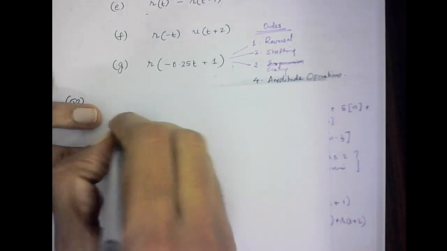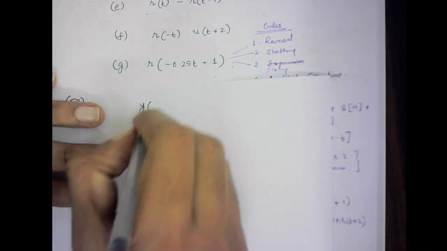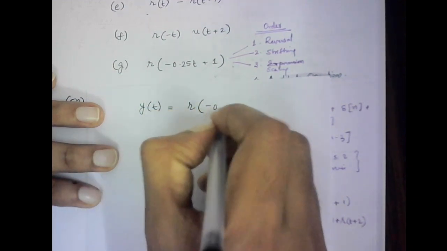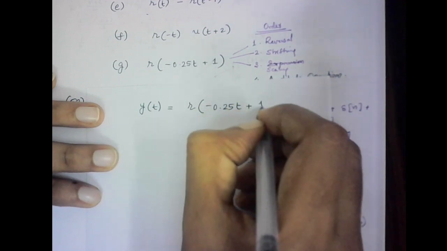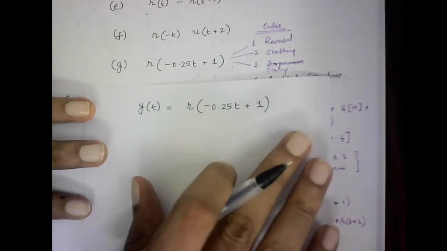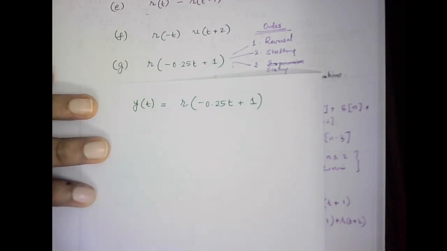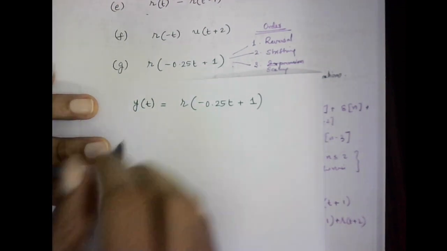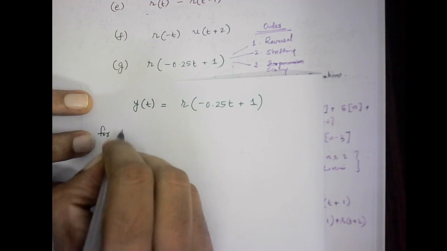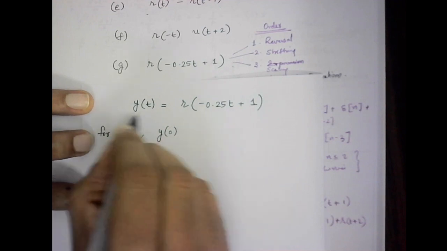So what you need to do is, let me define a new signal y of t is equal to r of minus 0.25 t plus 1. Okay, so I am defining a new signal y of t as this particular signal. Now let me put different values of t. So for t is equal to 0, what will be y of 0? So what I need to plot is this y of t.